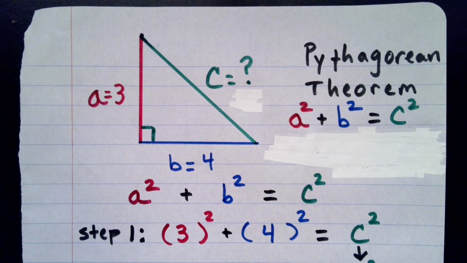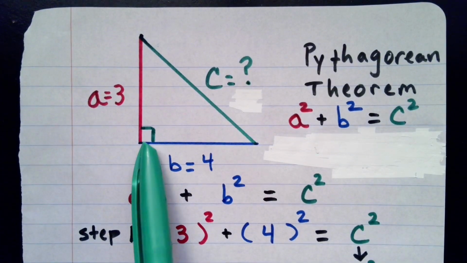Okay, so here's an example of solving a missing side of a right triangle using the Pythagorean theorem. Now, you can only use the theorem a squared plus b squared equals c squared with right triangles. So this little square in the corner of the triangle means it's a right triangle.